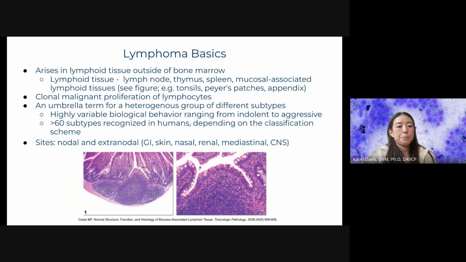The lymphoma can be either nodal or extranodal, meaning it can arise within the lymph node, but it can also be anywhere in the body, pretty much. It can be on the skin, it can be in the nose, or it can be in the kidney, it can be mediastinal, and sometimes we can even have lymphomas within the central nervous system.